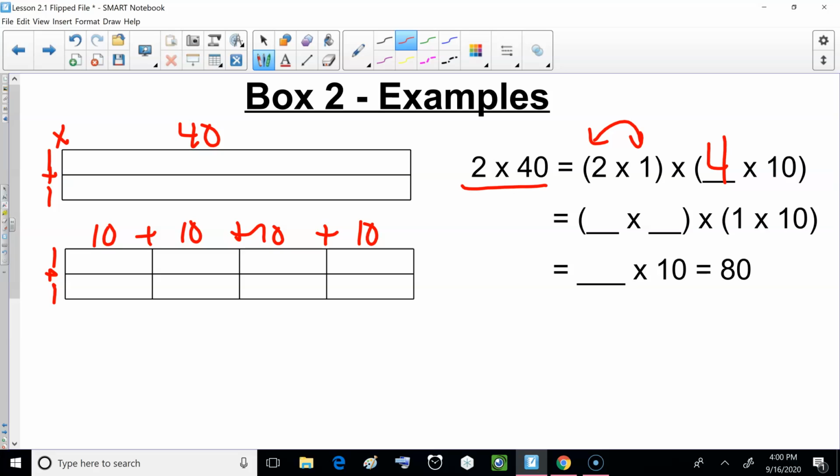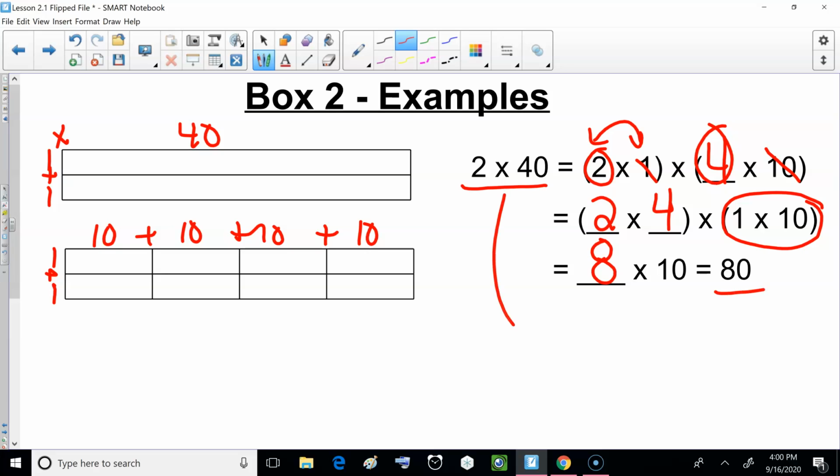Now what we're going to do is find numbers that are easy to multiply. Our 1s and our 10s, our place values, are easier numbers to multiply. So we're going to put those together in our multiplication equation. Once we get rid of the 1 and the 10, we have the 2 left and the 4 left, and we're going to multiply those together. 2 times 4. So once again, we're practicing our math facts. 2 times 4 is 8, which means we would have 8 groups of 10, which means we have an answer of 80. So 2 times 40 is equal to 80.